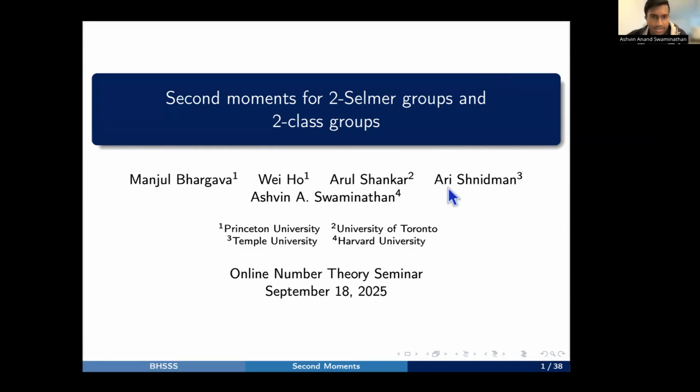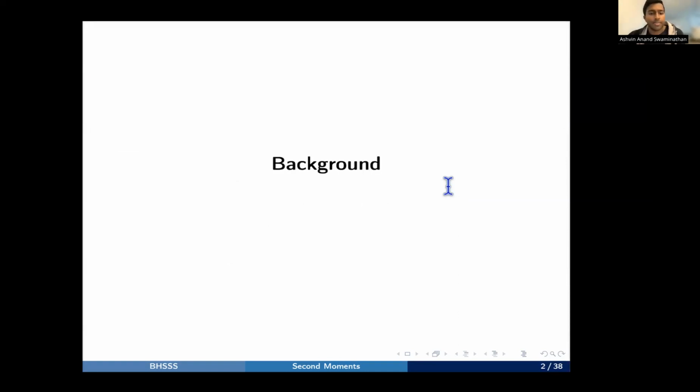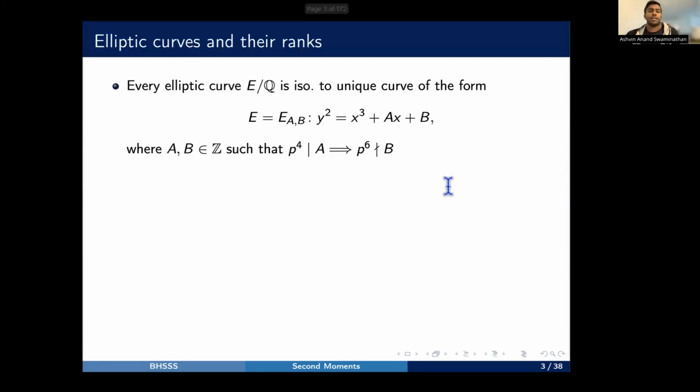Okay, so let's start with a discussion of some background material. A lot of this should be familiar, but I wanted to go over it in any case. So let's start by talking about elliptic curves over Q. So every elliptic curve over Q is isomorphic to a unique curve in the short Weierstrass form. So E can be written as E_{A,B}.